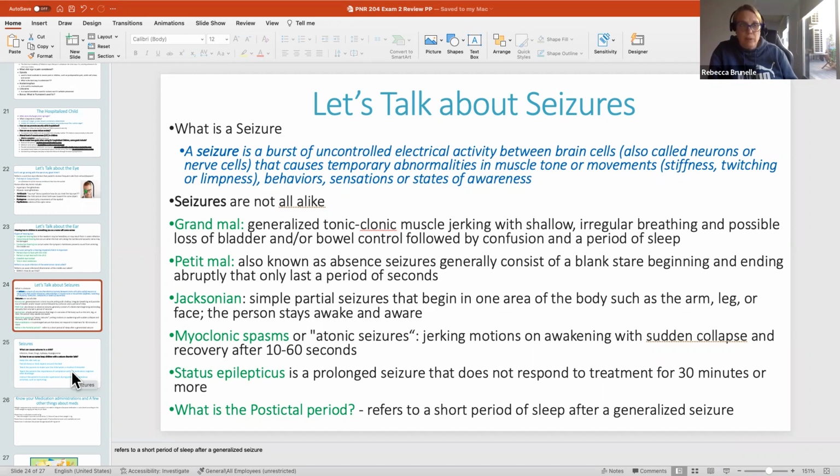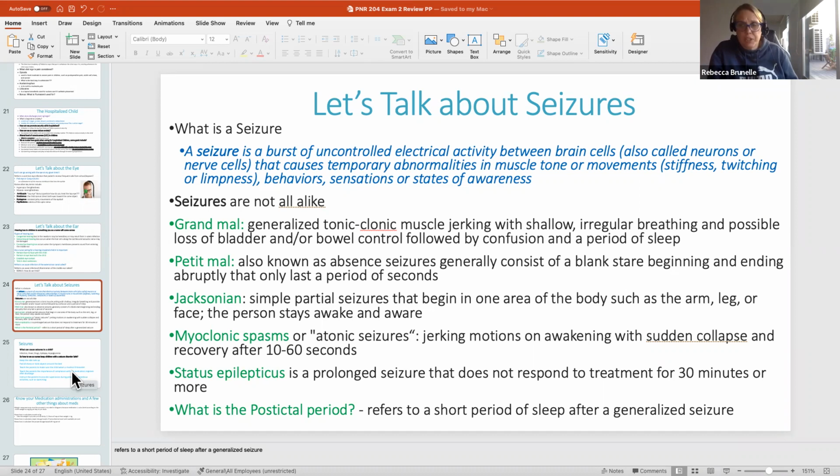So a petit mal is an absent seizure. So this is a seizure that's sometimes a little bit harder to recognize. This would be like you're talking to the child and they just wander off and don't answer you. So you're having a conversation, they don't answer the question, and they just kind of stare into space for an extended period of time, and then they come back and they're able to communicate with you again. So that can actually be a petit mal or an absent seizure.